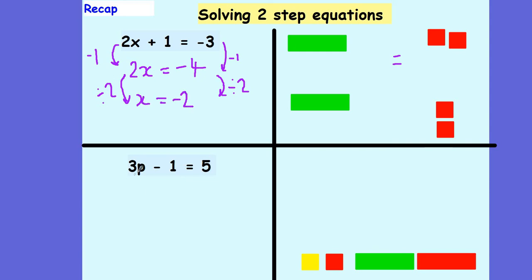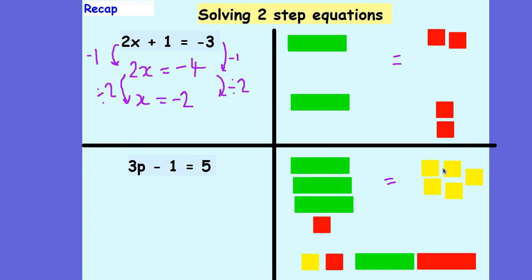For my next example, I've got a p instead of an x, but I'm going to treat it in the same way. 3p, or 3 green rectangles, subtract 1 red square, is equal to +5. I've got a mixture of rectangles and squares, so I need to cancel out that red square. And I do that by adding a yellow to make a 0 pair.